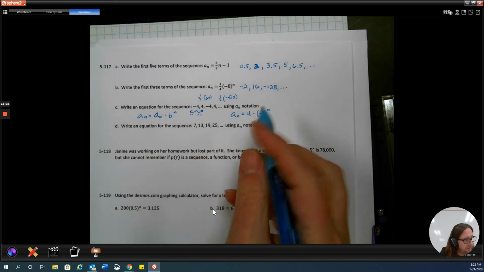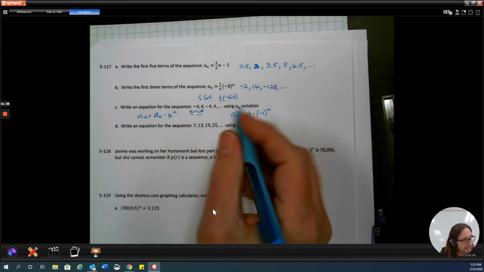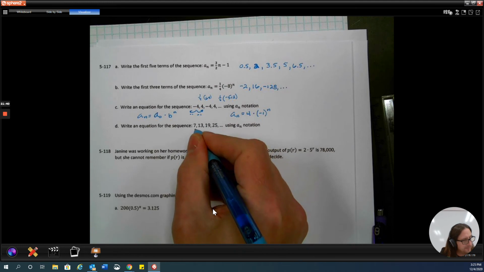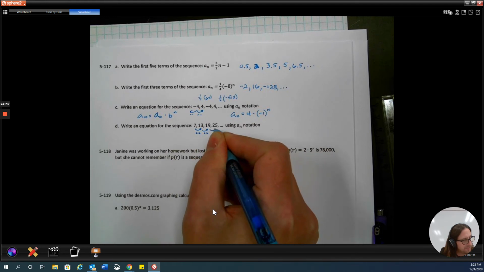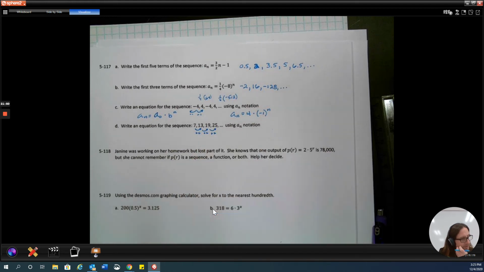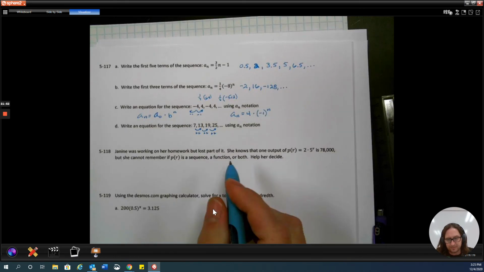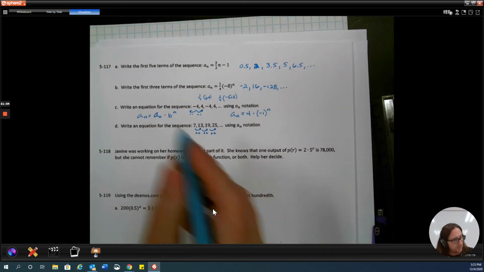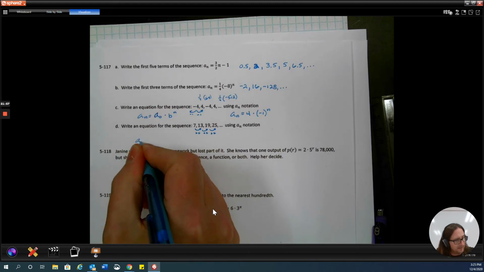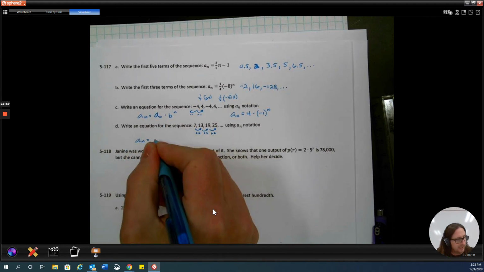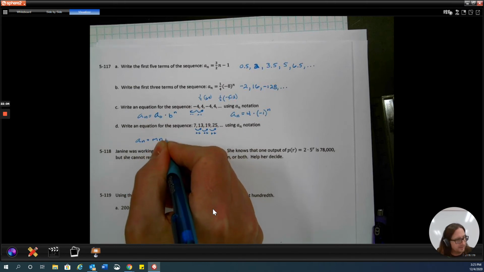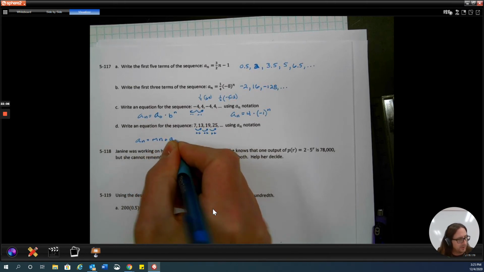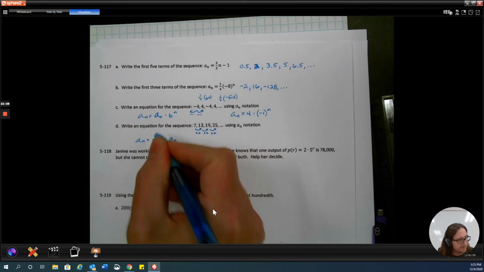So for this one, it looks like, what am I doing here? I'm adding 6 each time. I am. I'm adding 6 each time. So this one's arithmetic. So when we use the arithmetic sequence, our notation for this one is going to be A of n equals m times n plus A of 0. So this is the common difference.